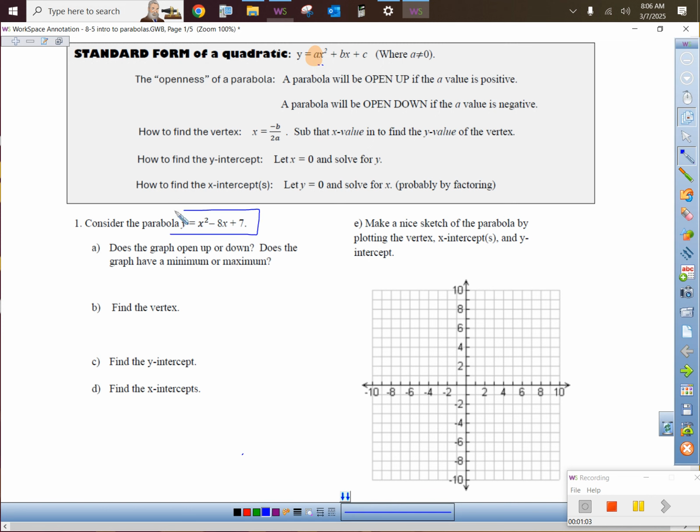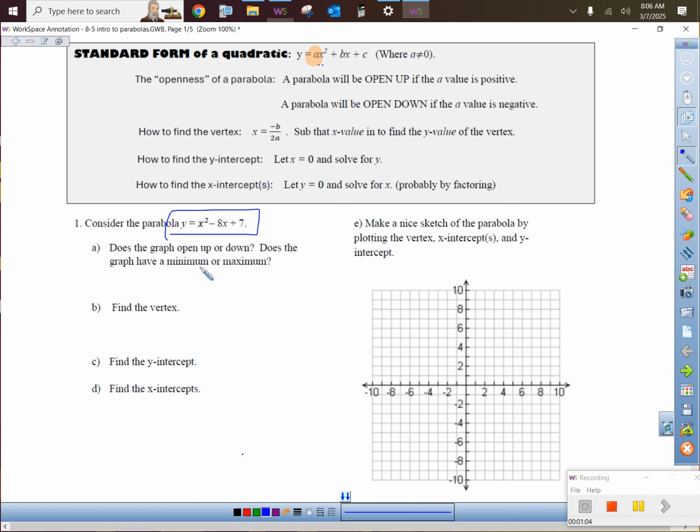Here is a parabola that they would like us to think about. Who's a? Not x, right? It's got to be a number. a, b, and c are numbers. So a is 1. It's the number in front of x squared. b is -8, and c is 7.